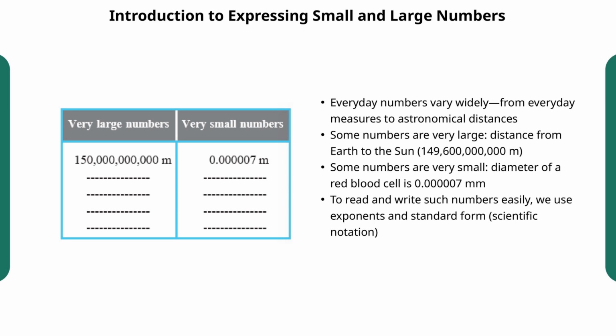That's where the beauty of exponents and standard form, also called scientific notation, steps in. This way, we write 149,600,000,000 meters as 1.496 times 10 to the power 11 meters, which is simpler and much neater. Similarly, very small numbers like 0.000007 meters can be expressed as 7 times 10 to the power minus 6 meters.